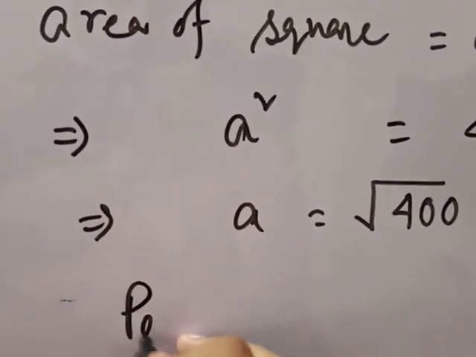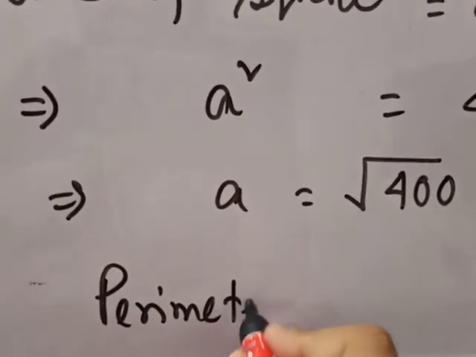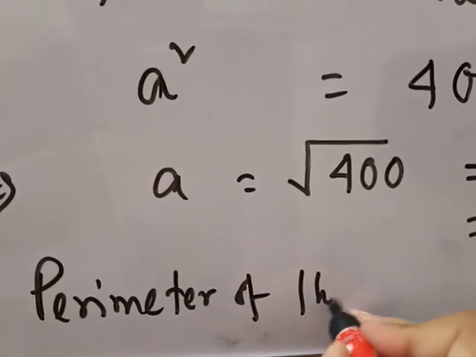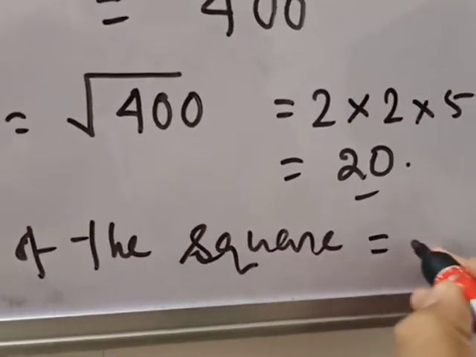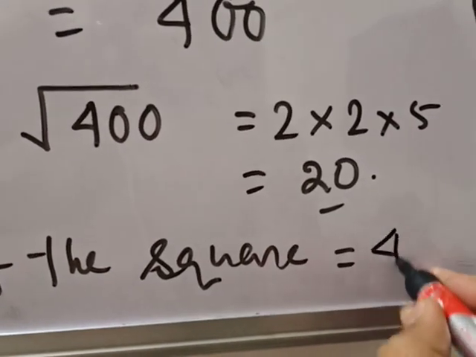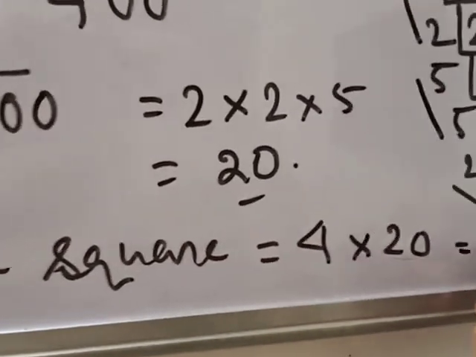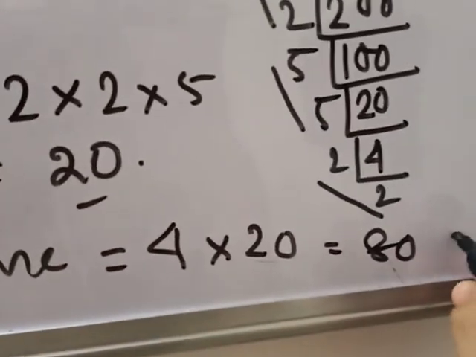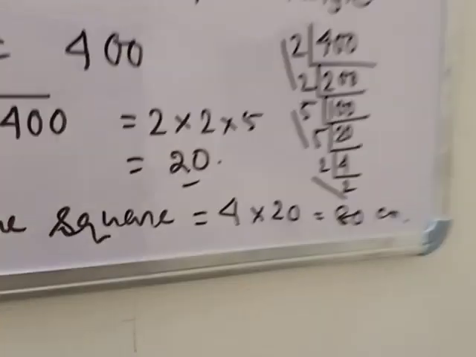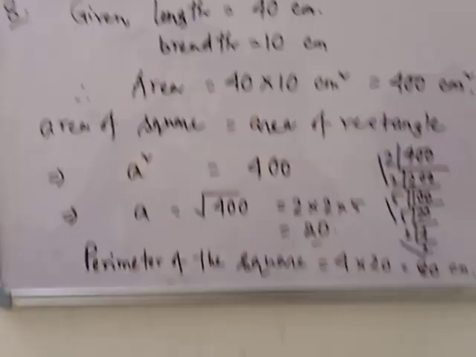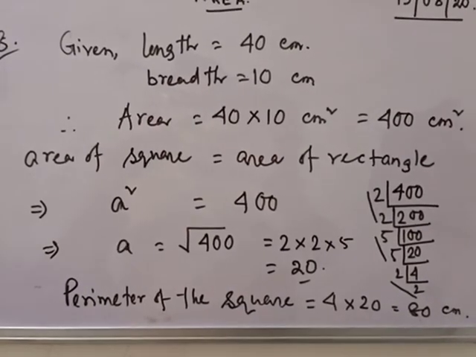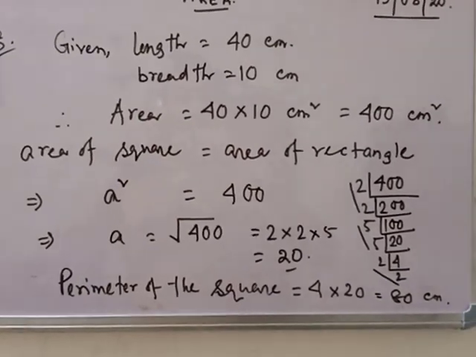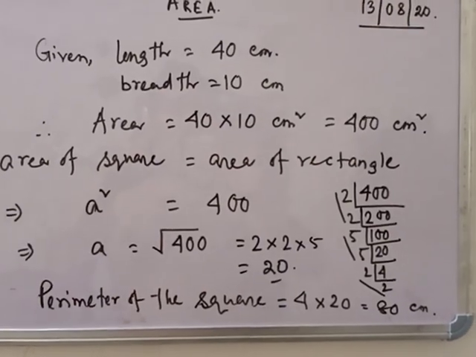Now the perimeter of the square is 4 into side, so 4 into 20, this is 80 centimeter. So for the area, the unit is square centimeter, and for perimeter this is only centimeter.